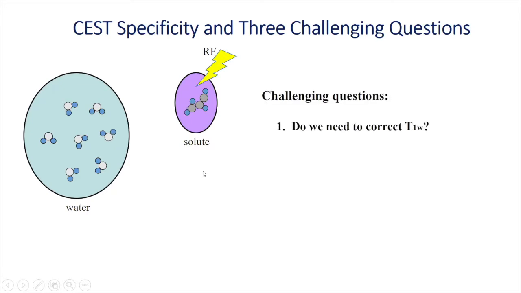However, the water signal also depends on T1. So this raises the first question: do we need to correct T1? This issue is still under debate. Some people think that we need to correct T1 based on the fact that water is influenced by T1. But some people don't think so, because they found that some interesting contrasts in tumor disappear after correcting T1. So following, I will introduce my suggestion about this question.